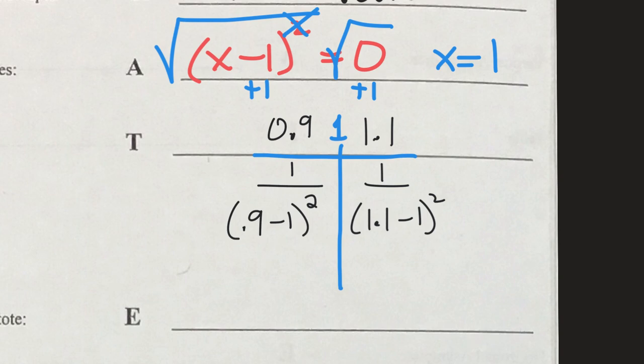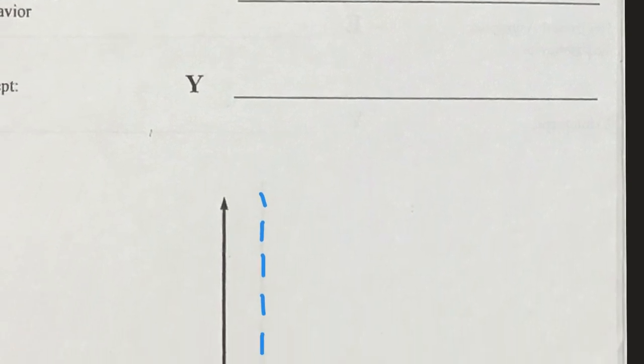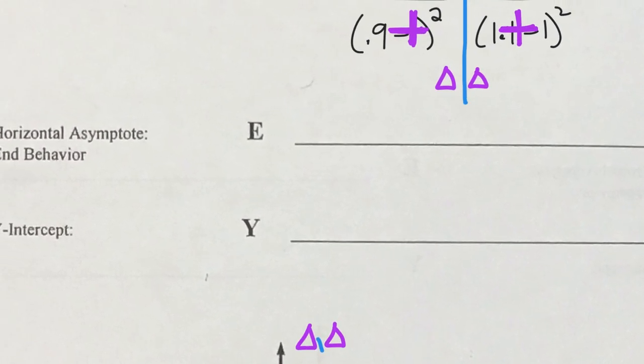Okay, so inside of your parentheses, we get a negative 0.1, but negative 0.1 squared is a positive number. And 1 over a positive is a positive, so the graph will go up on the left side. And then 1.1 minus 1 is a positive squared is also a positive, so our graphs will be going up on both sides of your asymptote. Okay, up on the left side and up on the right side.